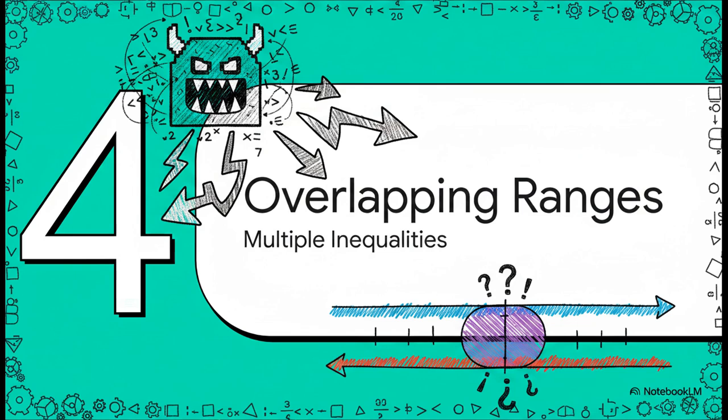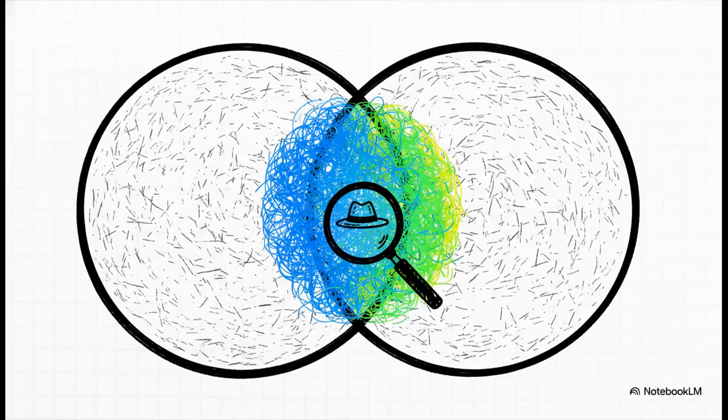Finally, Section 4, Overlapping Interval Ranges. It is boss level time. We're going to tackle multiple inequalities at the exact same time. In these more complex scenarios, the examiner gives you a whole system of inequalities. Basically, we have to act as mathematical detectives. We're looking for the common ground that makes both statements happy simultaneously. For an answer to be correct, it has to satisfy both rules.